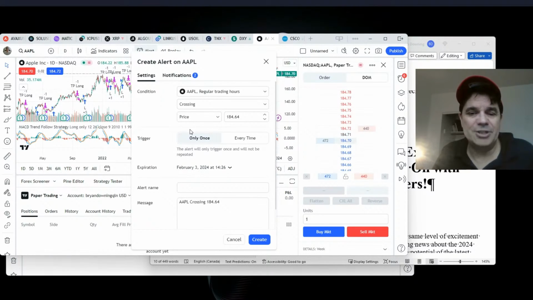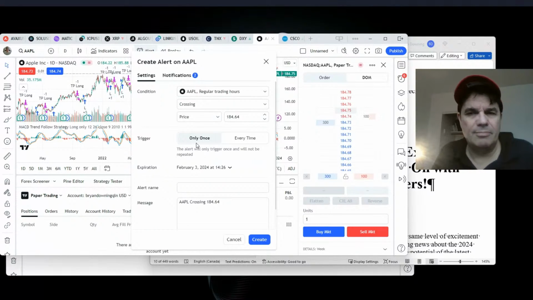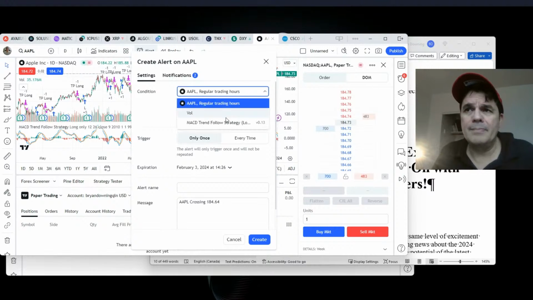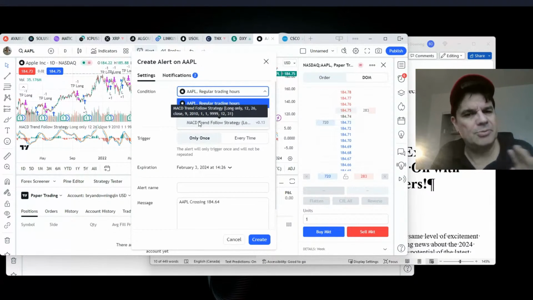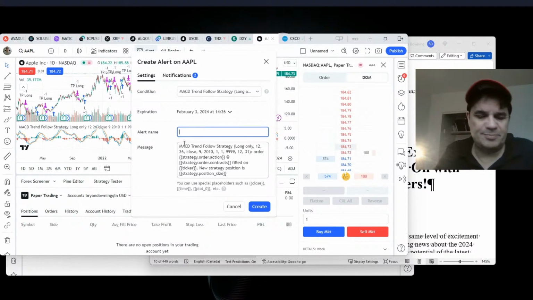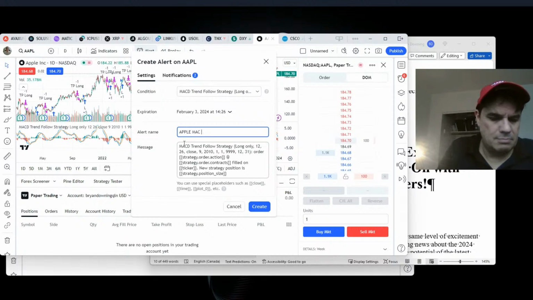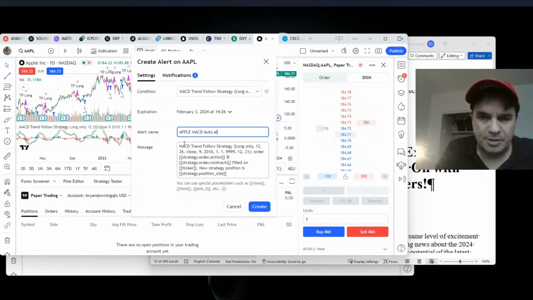So these are the conditions for the alert. There are different ones here. Again, you just dig into those to learn more. The price, if it crosses here, and here you could apply it to the strategy we just looked at. So we can do that, and then create the alert if you want to have a specific Apple MACD auto alert or something like that, right?